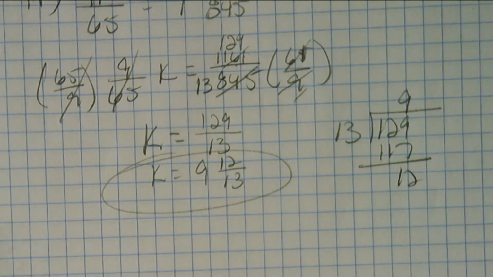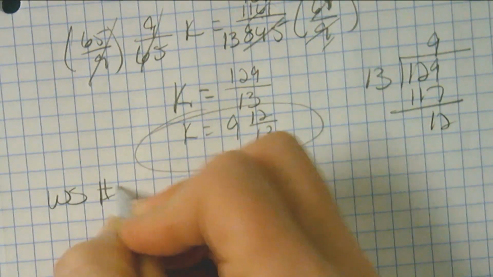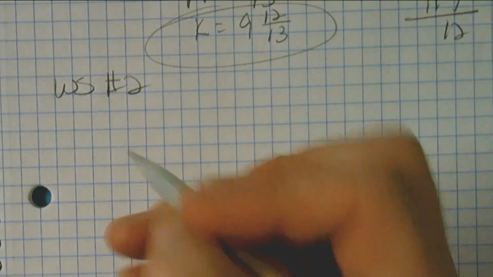All right, let's jump to the second worksheet. What can I do on worksheet number 2? Emerson? 5.